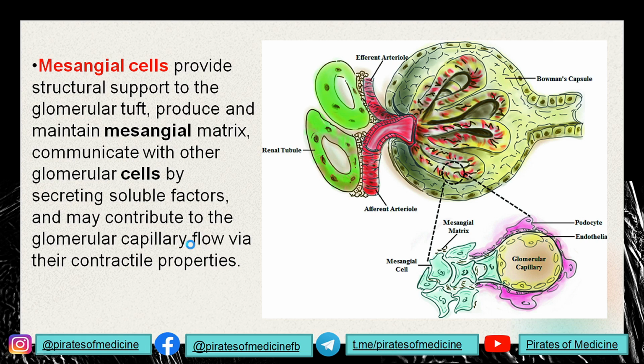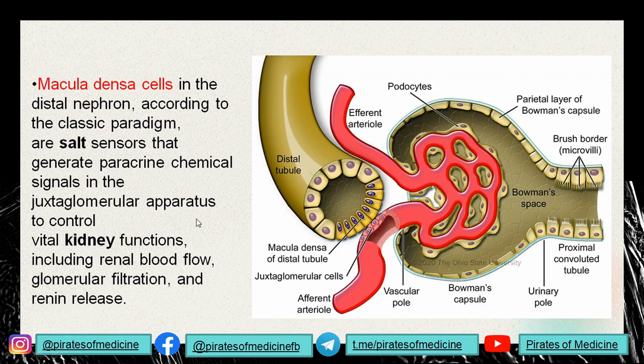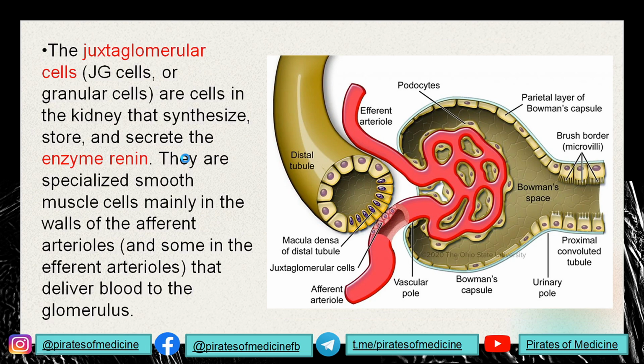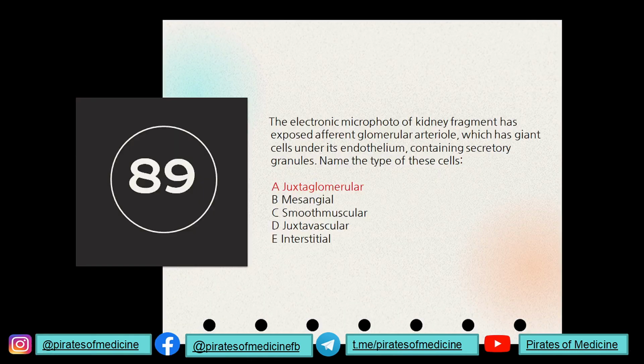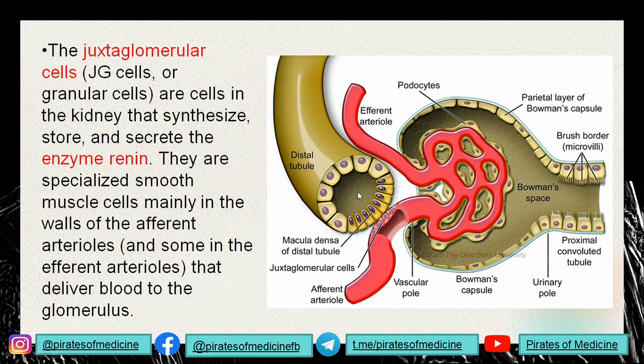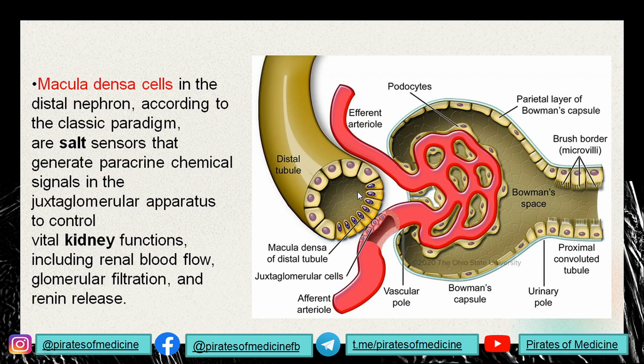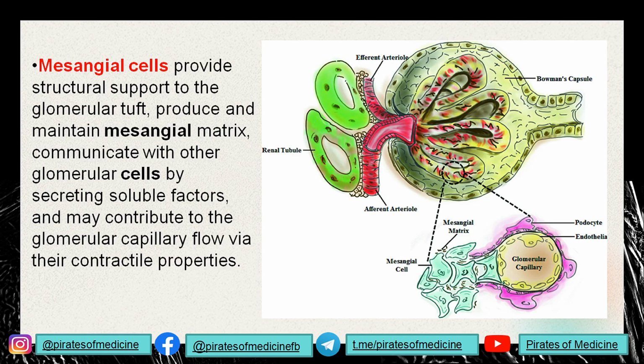So in the question, let's go to the question. The question mentioned that there is a fragment exposed of efferent glomerular arteriole which has giant cells which contain secretory granules. So obviously you can understand now that these are the juxtaglomerular cells which secrete renin. Correct? So let's go to the next one.